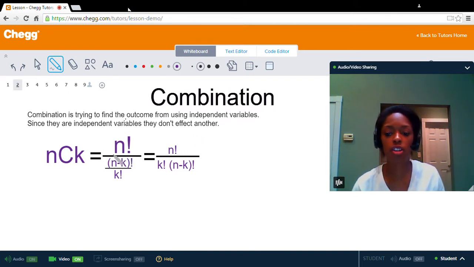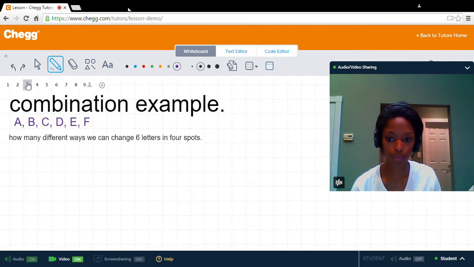And to do that, you're going to use the formula N factorial over N minus K factorial divided by K factorial, which ends up being N factorial over K factorial times N minus K factorial.